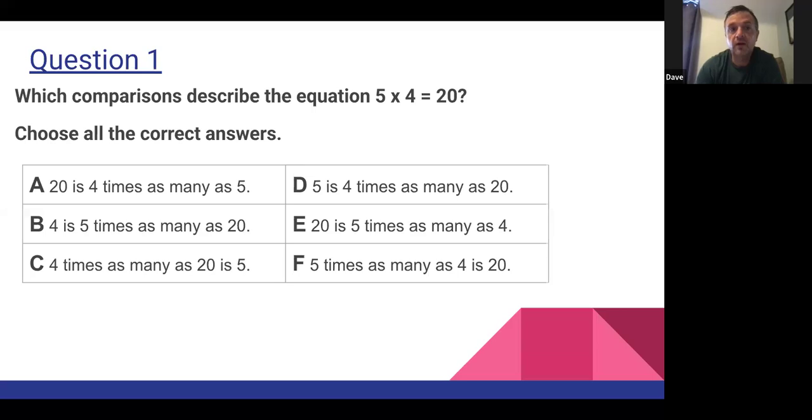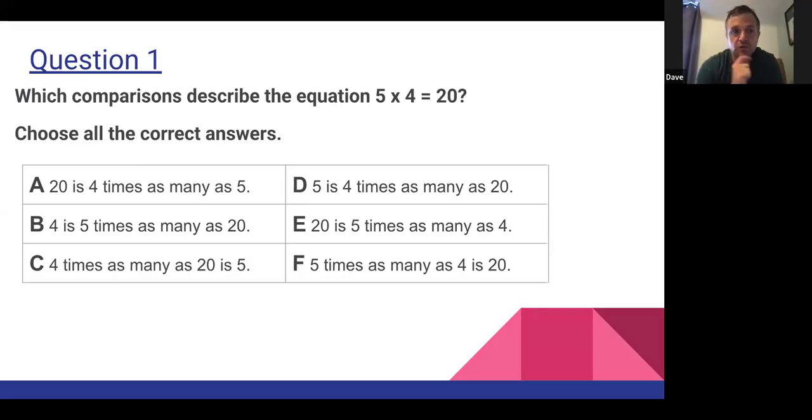First one is comparison. Which comparison describes the equation 5 times 4 equals 20? Choose all the correct answers. First thing I notice is all the correct answers. That means there's going to be more than one. Okay? So I start looking. I'm going to read all of them. I'm going to make sure I get all the correct answers.